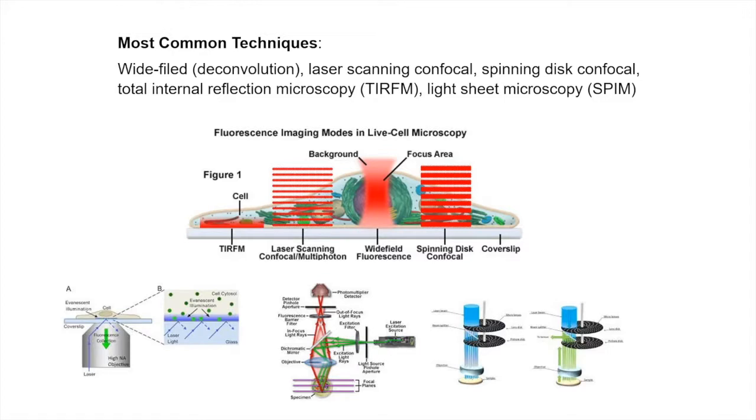A better way to selectively expose fluorophores to excitation light would be total internal reflection microscopy, where excitation light is reflected off the cover slip boundary, and as a result only a narrow layer of about 100 nanometers at the boundary of the cell and cover slip is excited.